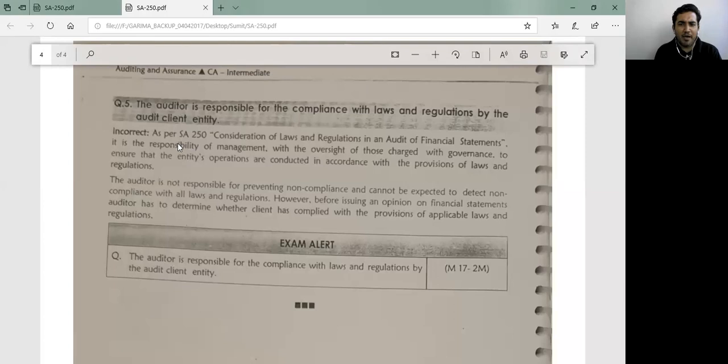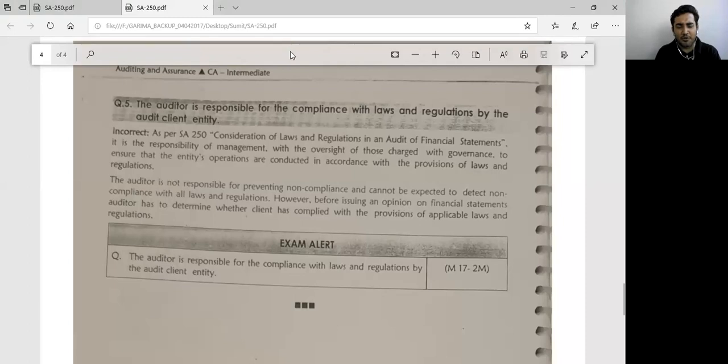the responsibility of the management with the oversight of those charged with governance to ensure that the entity's operations are conducted in accordance with the provisions of law and regulations. The auditor is not responsible, underline that. The auditor is not responsible for preventing non-compliance and cannot be expected to detect non-compliance with all laws and regulations. However, before issuing an opinion on the financial statements, the auditor has to determine whether the client has complied with the provisions of the applicable law and regulations.